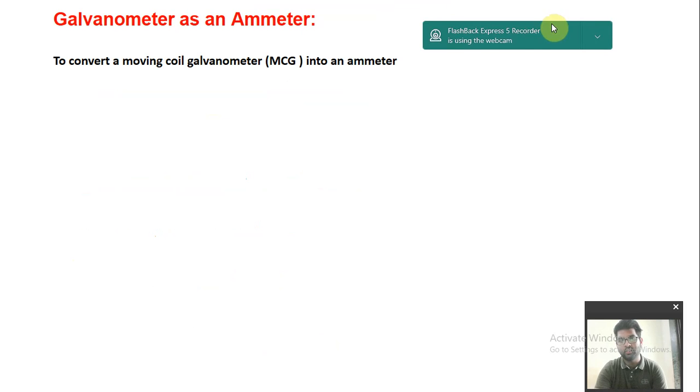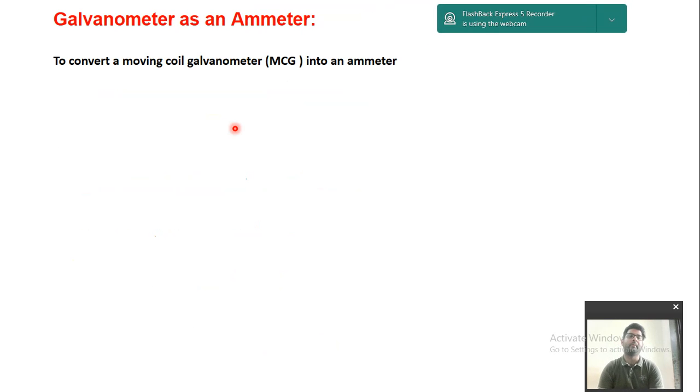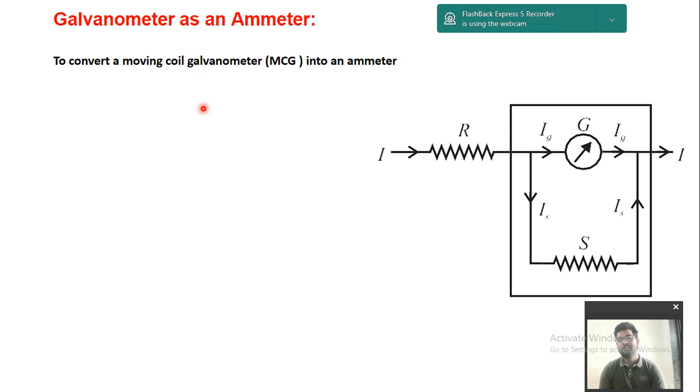So we are seeing the galvanometer as an ammeter. To convert a moving coil galvanometer, MCG, that is, where the coil or reflector can move, into an ammeter, let us see the figure again. So this is my figure. Now I want to tell you something before I move ahead.